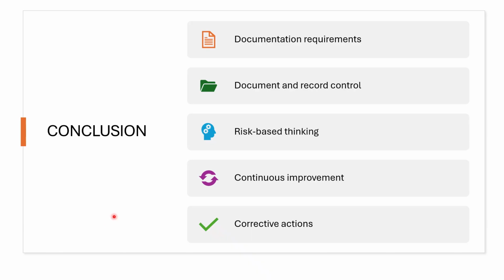So, there you have it. A comprehensive overview of ISO 17025-2017, Clause 8 and the management system requirement. To recap, we've covered the documentation required, document and record control, risk-based thinking, continuous improvement, and corrective actions. These elements work together to create a robust management system that supports high-quality laboratory operations. This is all about ISO 17025.